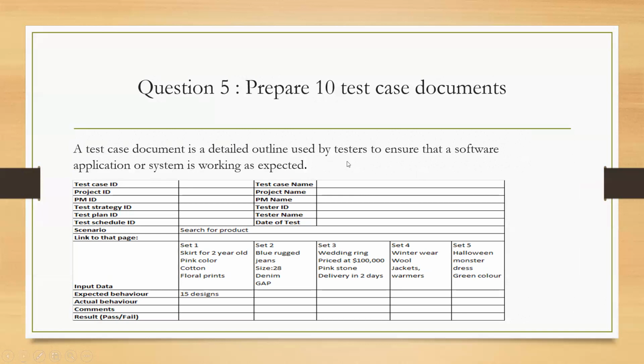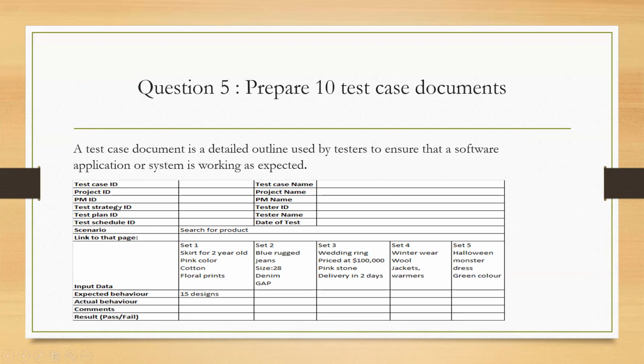So next is the test case documents, guys. So what is a test case document? A test case document is a detailed outline used by the testers to ensure that the software application or system is working as expected. So whatever features you have developed, at the end you need to test them, guys. Before releasing our product into the market, we would be testing it, right? The same thing. So for the testing purpose, we have a test case document.